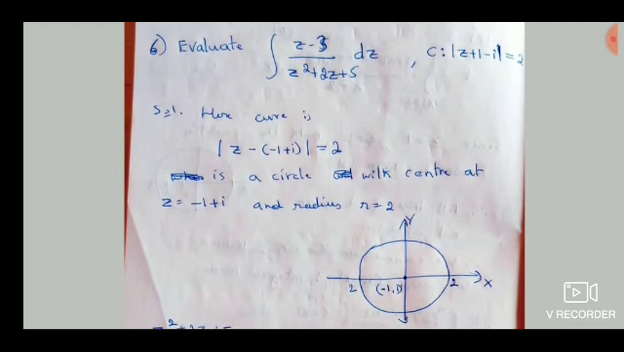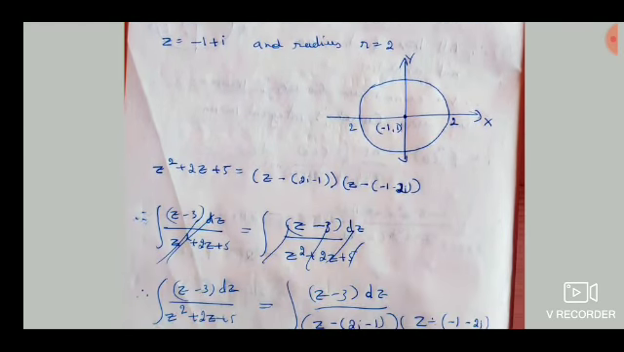And in the denominator we have z square plus 2z plus 5. I can write z square plus 2z plus 5 is equal to (z minus (2i minus 1)) into (z minus (minus 1 minus 2i)). How did I get this?